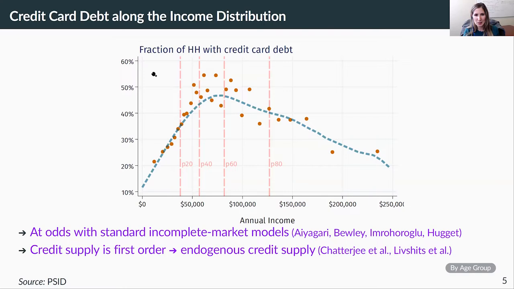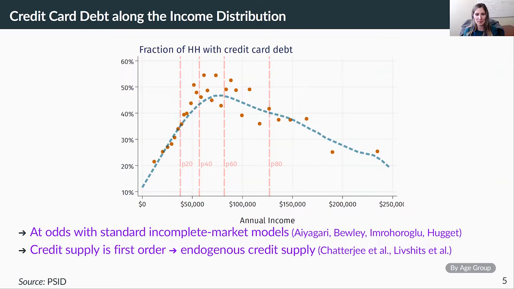Now, what could be going on here? Credit supply could be responding to differences in these households. Namely, if these low-income households are much more likely to default, creditors are going to be less willing to lend to them or only do so at really, really high interest rates. And in equilibrium, that would lead to less credit card debt overall. So the fact that we see this strong upward sloping portion suggests that credit supply is first order in shaping equilibrium debt outcomes.